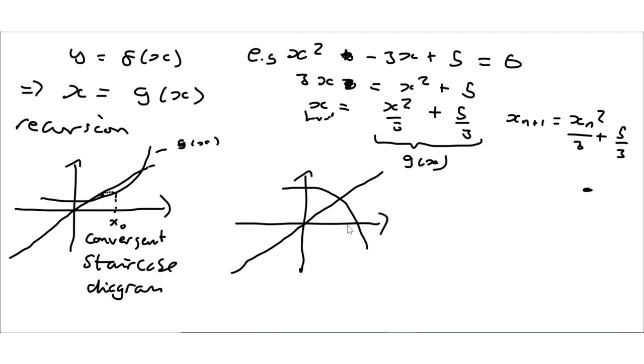So here, we might pick this as our x naught. We're looking to locate this root. So we go up and across, and then to the curve, then to the line, then to the curve, then to the line, and so on. And we're getting closer to this point, but in this sort of spiral. So we'll call this a convergent cobweb diagram.